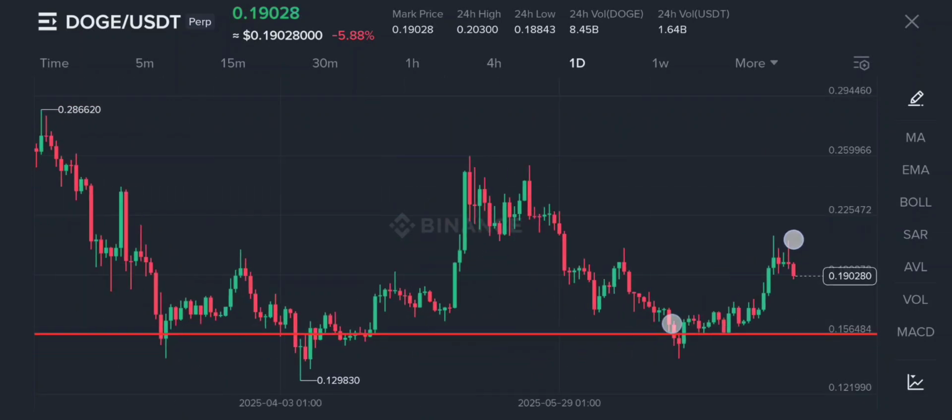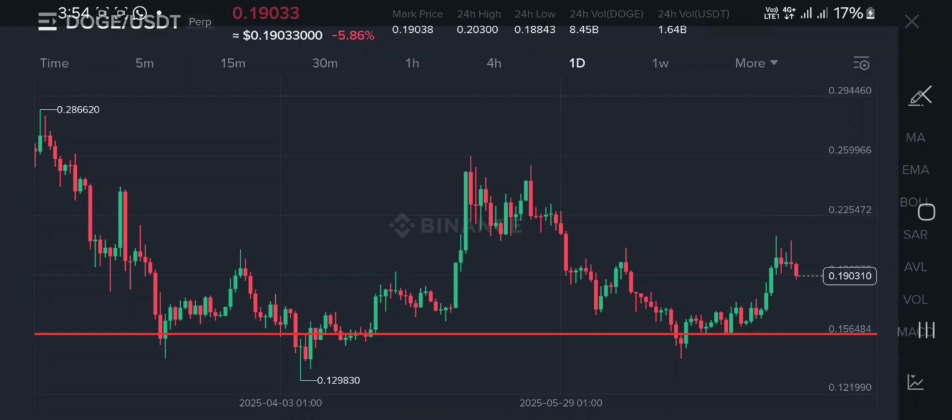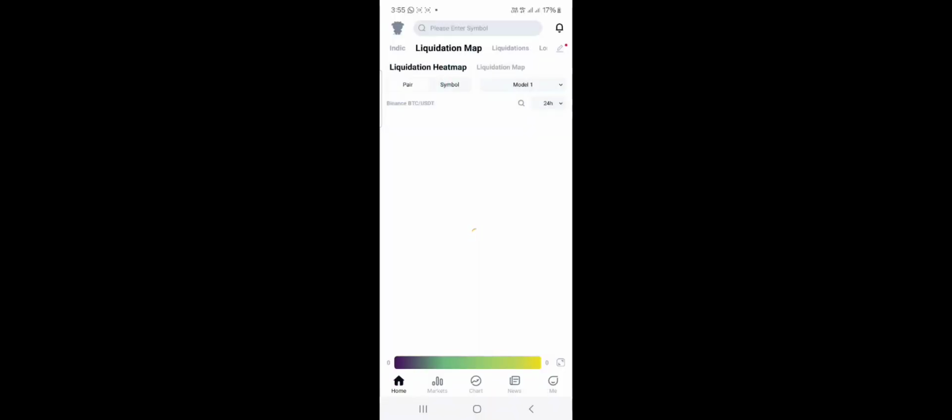Today we are going to look at Doge, Dogecoin. Let's try to see what is happening on Dogecoin today. But before that, let's check CoinGlass and see what is happening there, and also check our dashboard. Check the liquidation roadmap. Then I'll go to my Bybit.